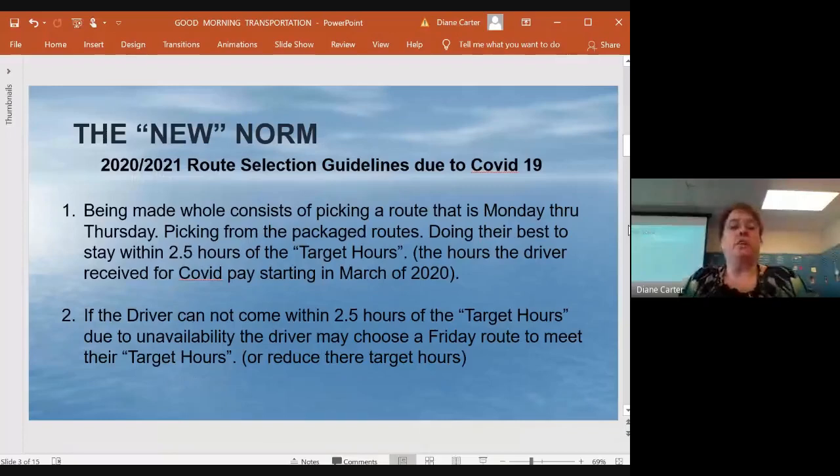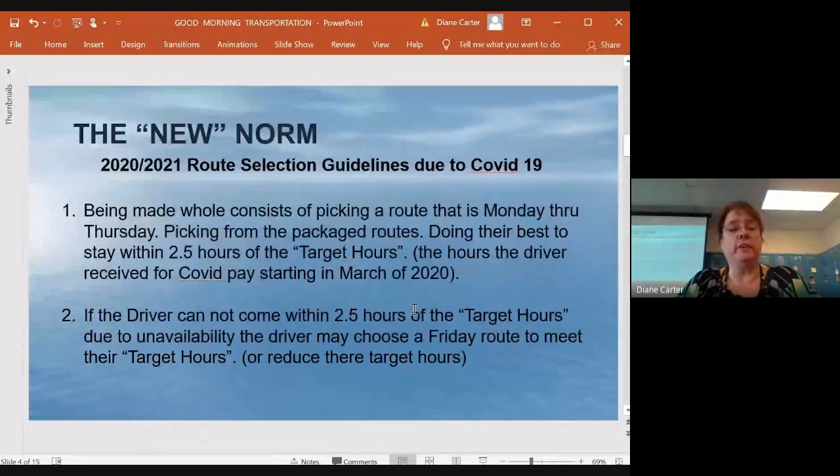All right. So our route guidelines that we've come up with is: being made whole consists of picking a route that is Monday through Thursday, picking from the packaged routes, doing their best to stay within 2.5 hours of the target hours, the hours the driver received for COVID pay from March starting.